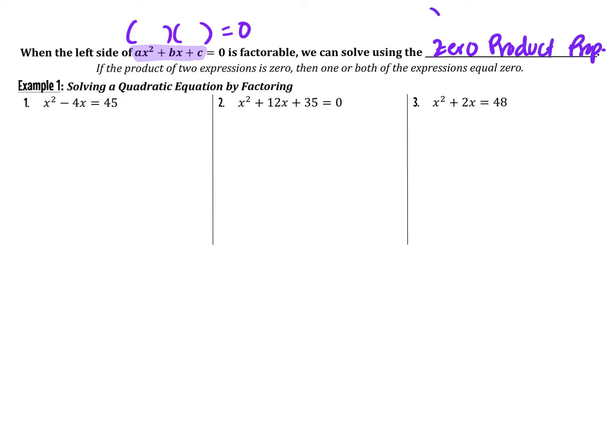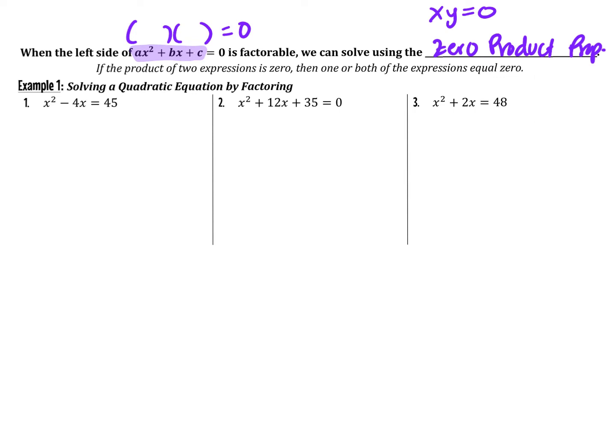And what that property says is if I have two things that are being multiplied together to get 0, at least one of those two things has to be 0. So if x times y is equal to 0, then either x is 0 or y is 0. So if I can split this into two sets of parentheses and this left set times this right set is going to be equal to 0, either the left is 0, the right is 0, or maybe they're both 0. But that's the only way to multiply to get 0. That's the zero product property, which says if the product of two expressions is 0, then one or both of the expressions is equal to 0.